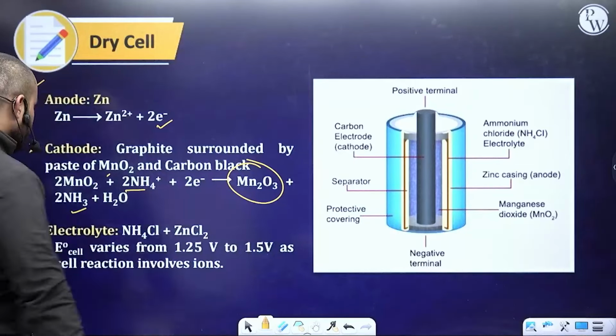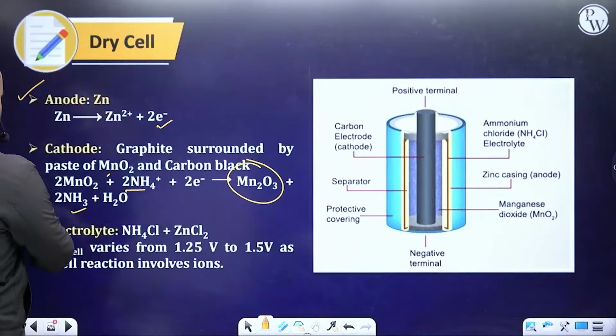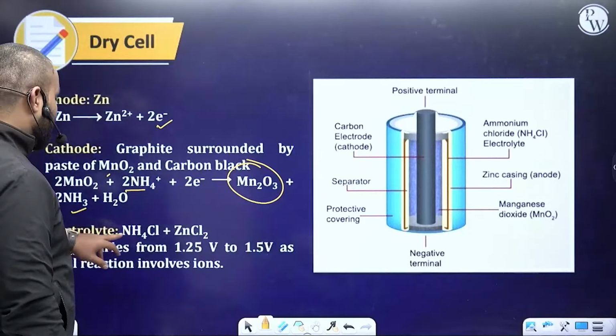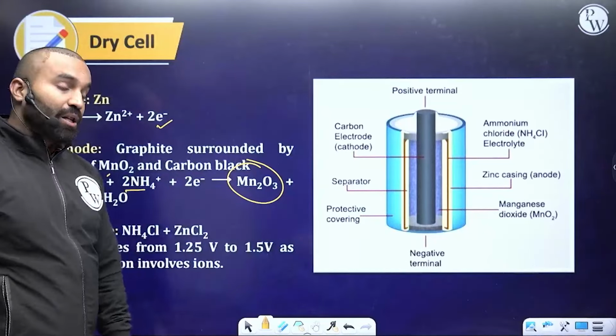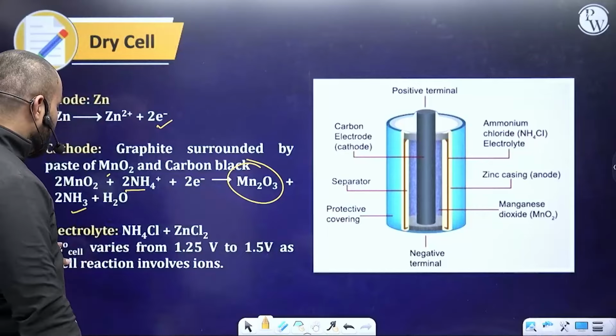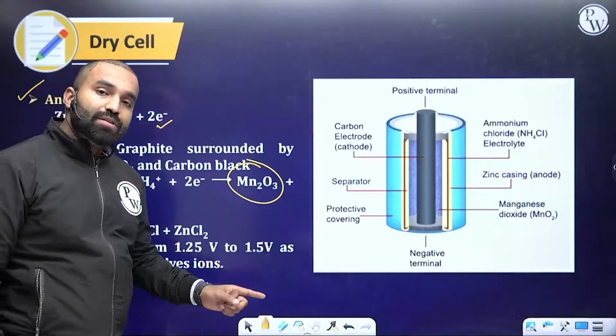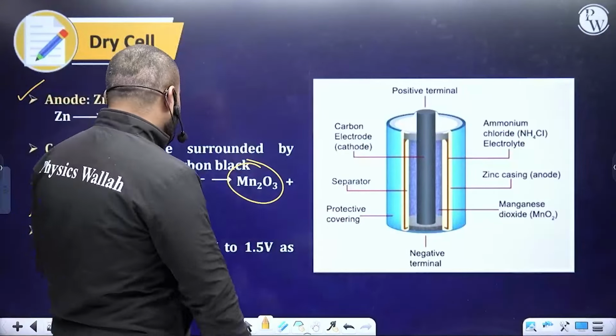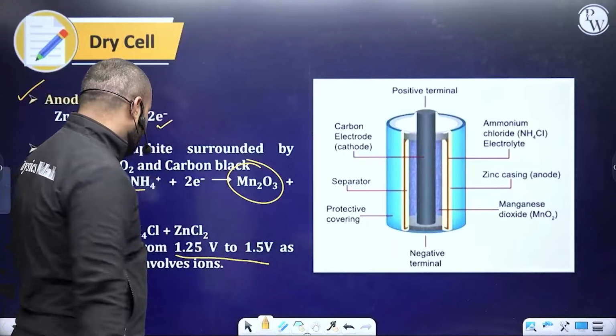Okay. Then what is the electrolyte used? This is very important to note. Electrolyte used here is ammonium chloride and zinc chloride. And what's the E0 cell of this battery? E0 of this cell is approximately between 1.25 and 1.5.